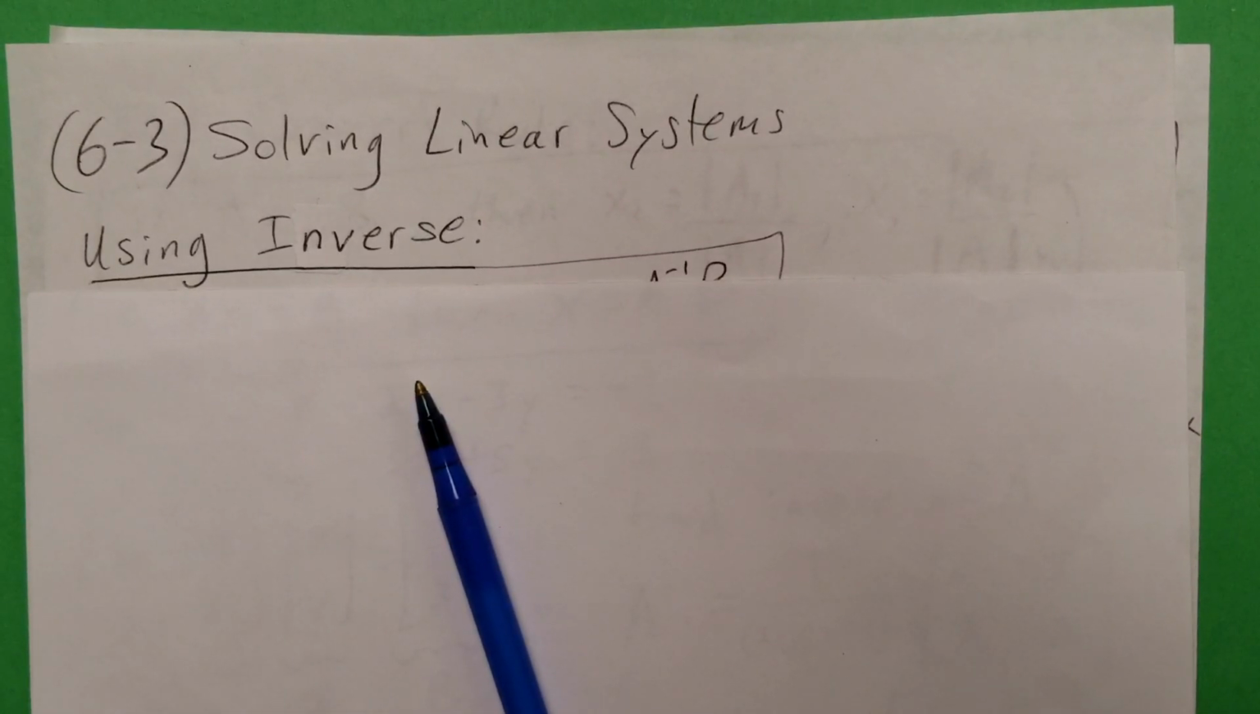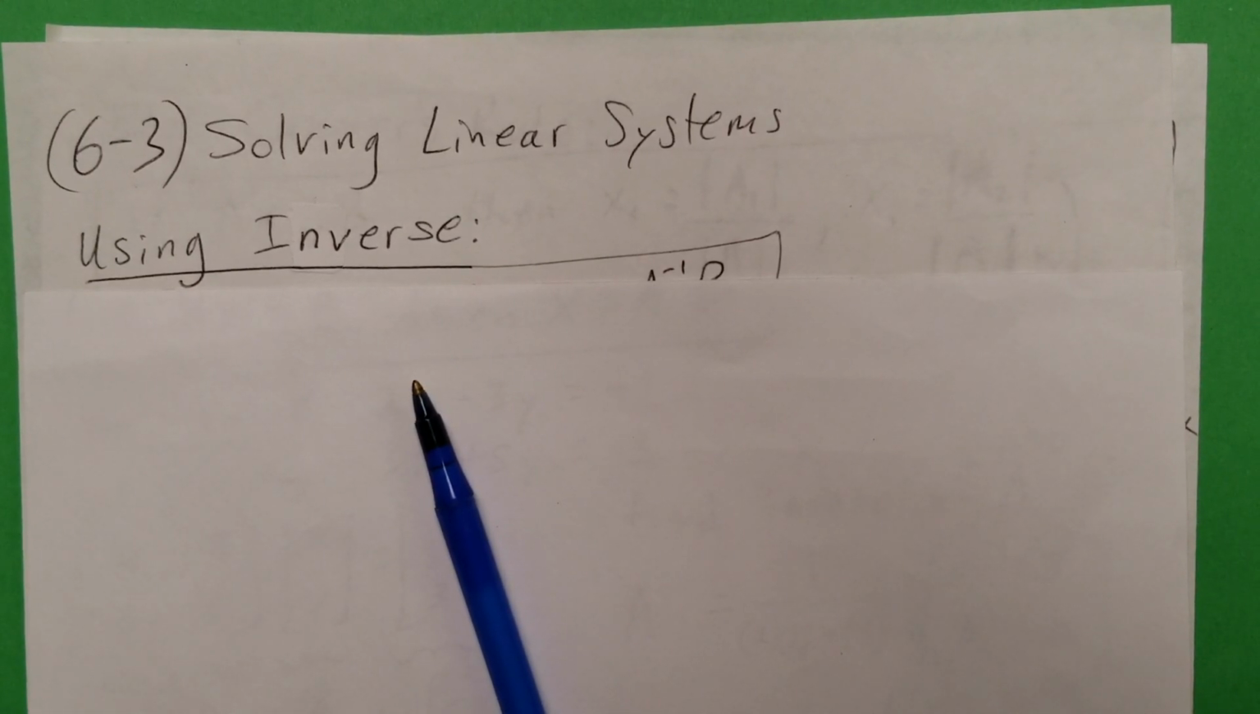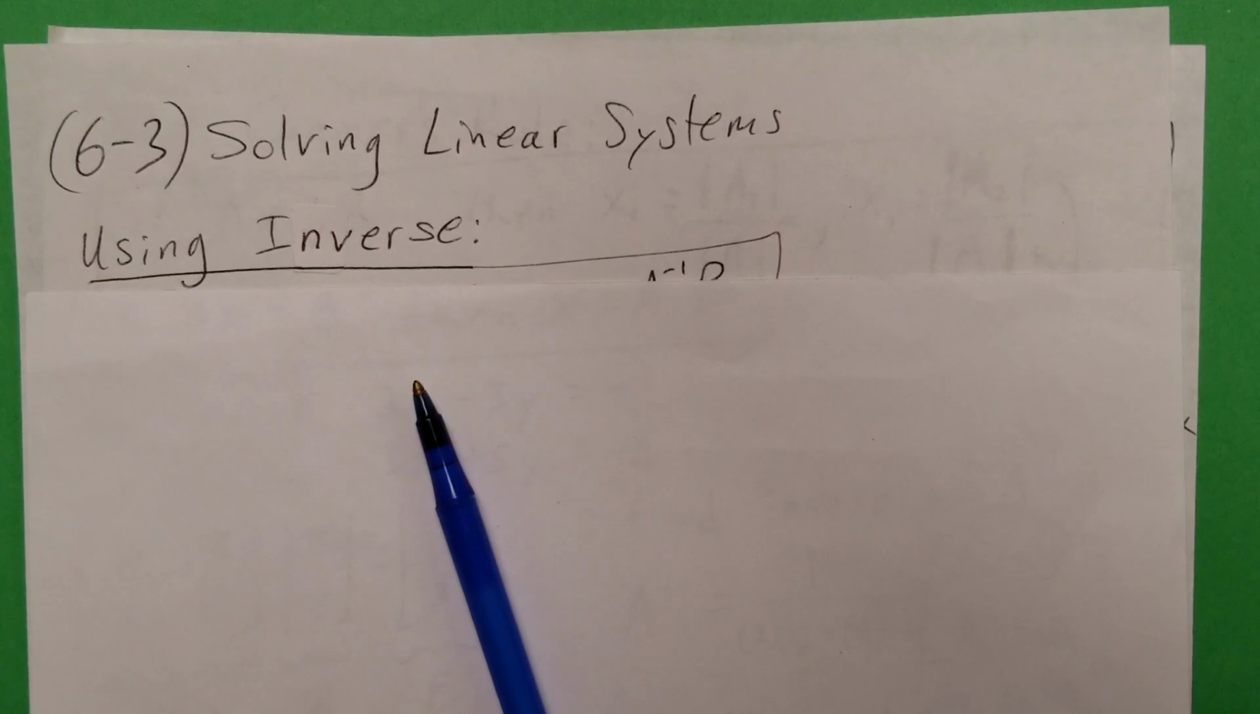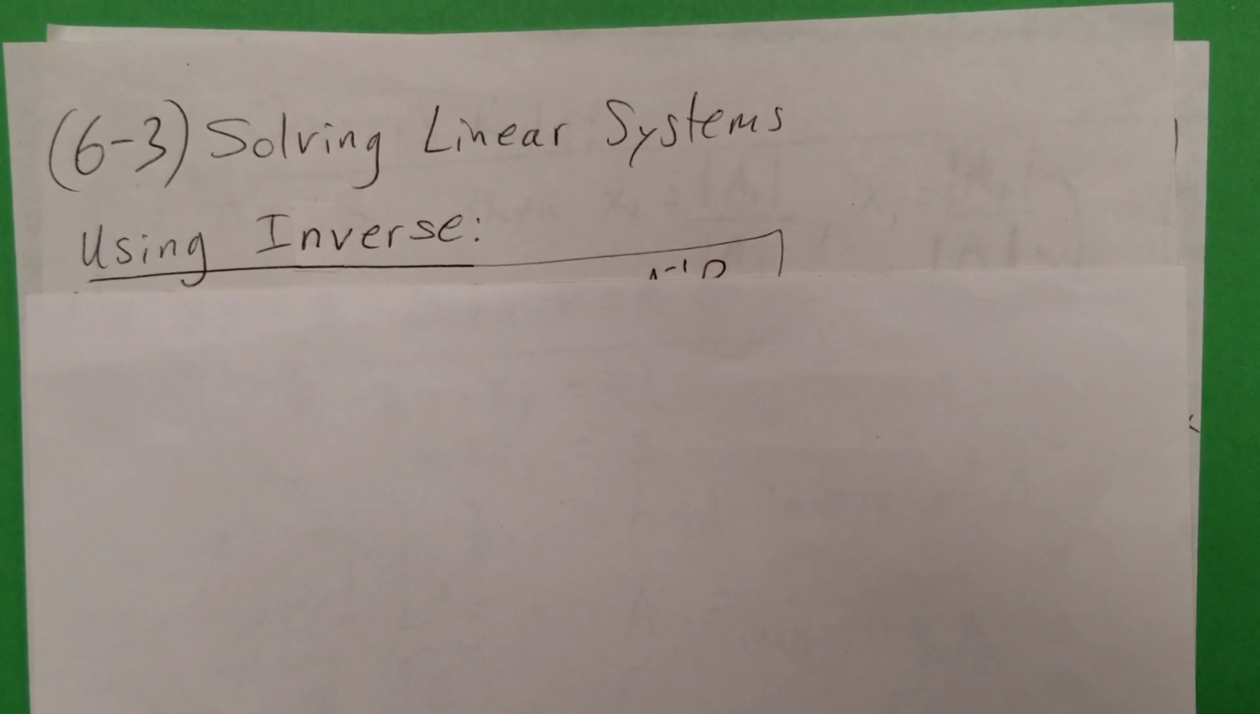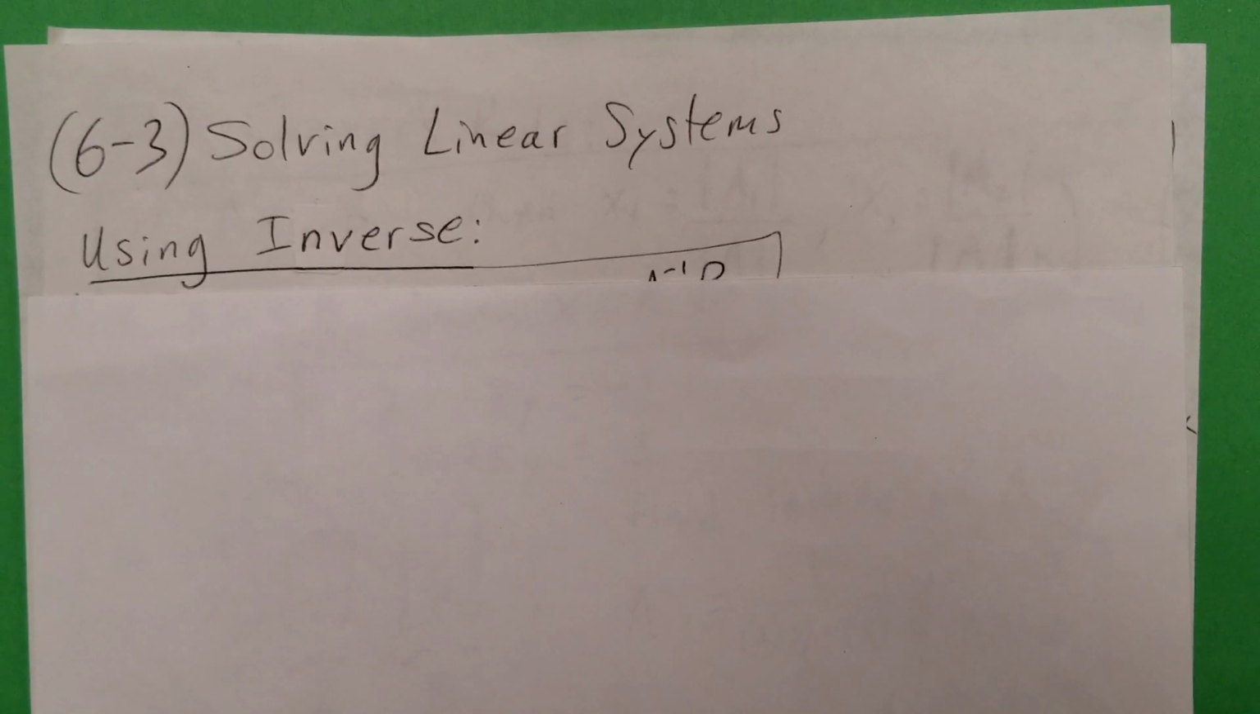Well, we already solved linear systems, right? We're using matrices and row operations. Remember that? Okay, well, we want to look at two new ways of solving linear systems. One way is by using the inverse. Now, obviously, if you're going to use the inverse, you have to know what inverse means and how to get the inverse of any matrix.